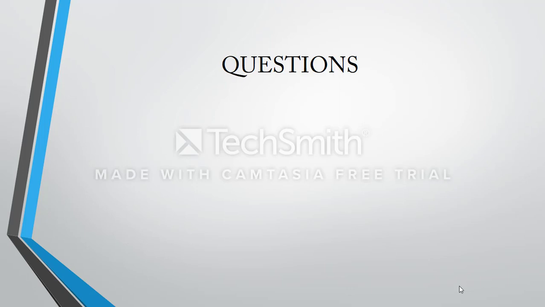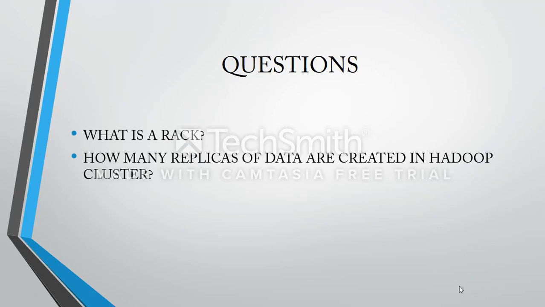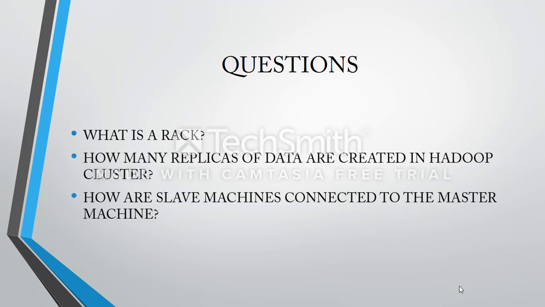Before that, answer this question. What is a rack? How many replicas of data are created in Hadoop? And the last question is, how are slave machines connected to the master machines?